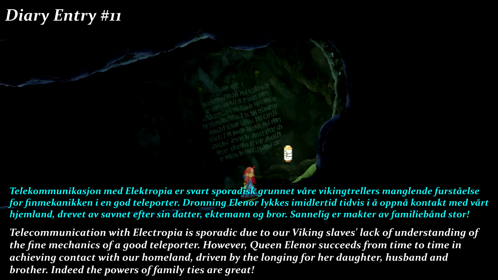Entry 11. Telecommunication with Electropia is sporadic due to our Viking slaves' lack of understanding of the fine mechanics of a good teleporter. However, Queen Eleanor succeeds from time to time in achieving contact with our homeland, driven by the longing for her daughter, husband, and brother. Indeed, the powers of family ties are great.